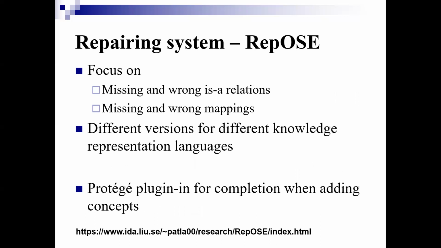The system that we developed ourselves, we focused on the ISA structure, so missing and wrong ISA relations, but we also look at networks, so also missing and wrong mappings between ontologies. We have different versions for the different knowledge representation languages, depending on which constructors you allow in your language, like and, or, negation, existential, universal quantifications, and so on. And additionally, we also have a plugin for Protege, which allows you to do completion when adding concepts. More information about the different versions of the system and also what can be downloaded is available on the webpage that I show below.